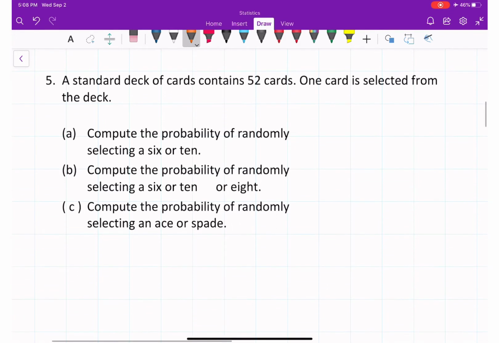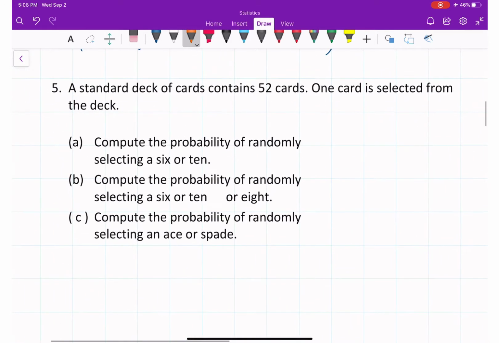Okay, question number 5. A standard deck of cards contains 52 cards. One card is selected from the deck. Compute the probability of selecting a 6 or 10. Now we are arriving at the area where instead of "and" we have "or". When you have "or", you are adding these two probabilities. You don't multiply, you add. If it were 6 and 10, then we would multiply.